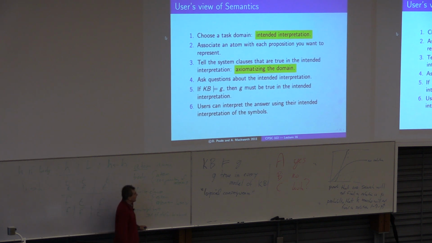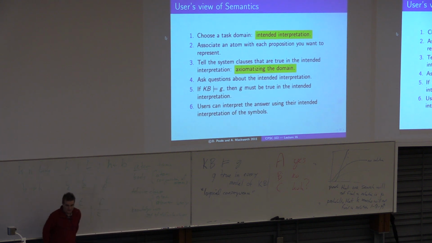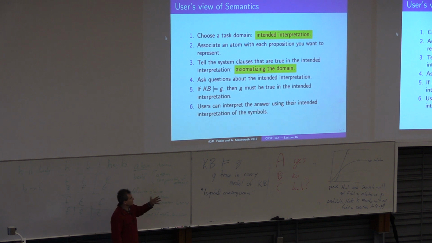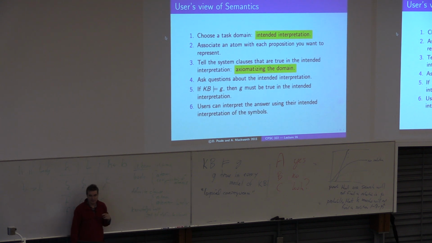So now what we're going to do is, we'd like to have this. So why we do all this funny semantics is, we'd like to choose some task domain, which is the intended interpretation. From the user's view, they choose some task domain which is the intended interpretation. They can associate atoms with propositions they want to represent. Then the user is going to tell the system clauses that are true in this intended interpretation.